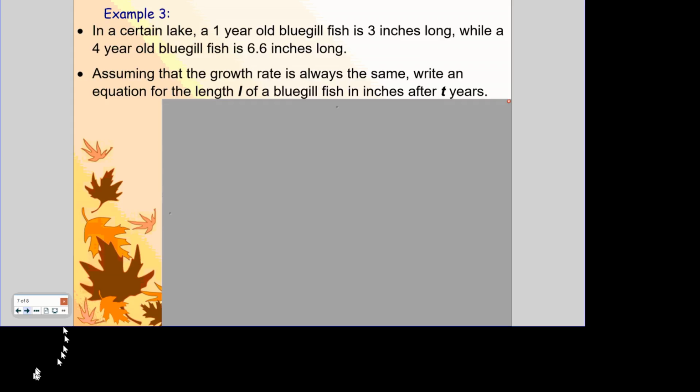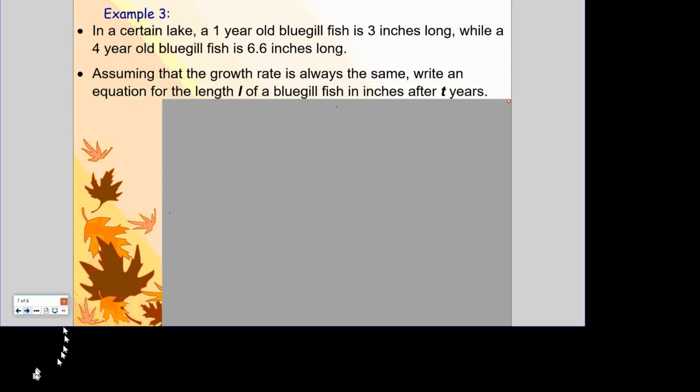All right, moving on to the next example. In a certain lake, a 1-year-old bluegill fish is 3 inches long, while a 4-year-old bluegill fish is 6.6 inches long. Assuming that the growth rate is always the same, so that's saying assume that a fish never plateaus at a certain length, write an equation for the length L of a bluegill fish in inches after T years. So that's telling us what variables to use instead of x and y.